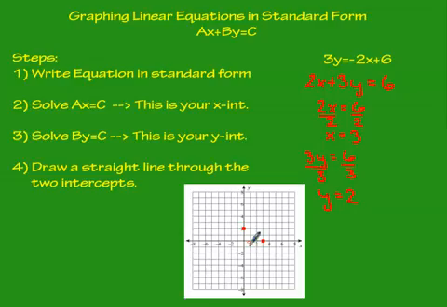Step number 4 is just to draw a straight line through those 2 intercepts. Right? And once you draw your straight line, you're done. Don't forget to include arrows on both sides of the line.